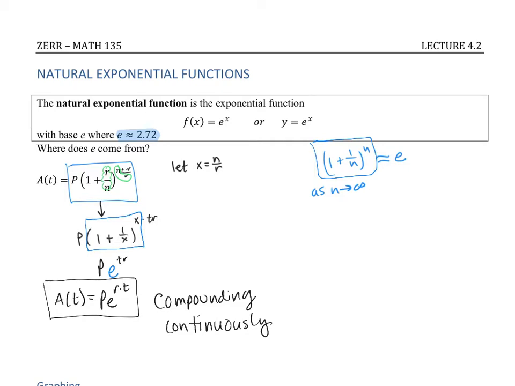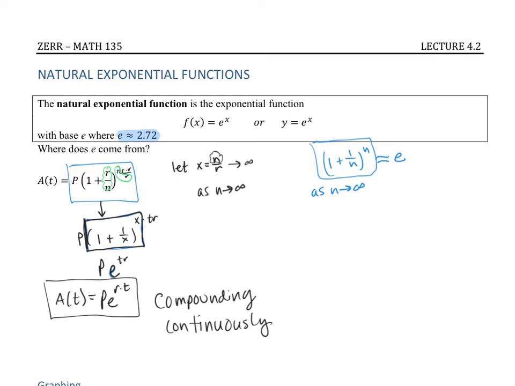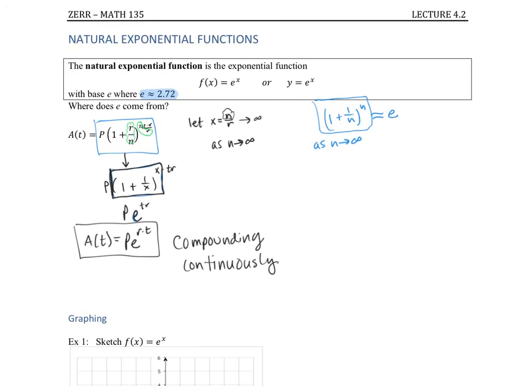Okay, so as n goes towards infinity, x is going towards infinity, and then we can replace 1 plus 1 over x to the x with e if our x is going towards infinity. Okay, so you don't need to understand how to come up with that formula, but you do need to be able to use it.